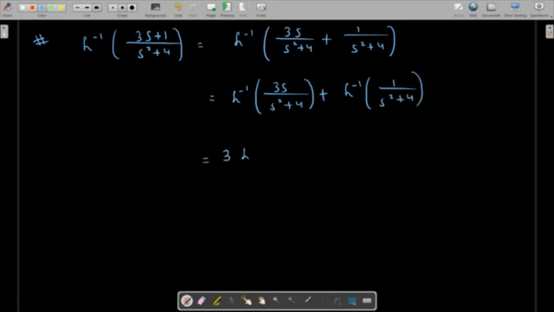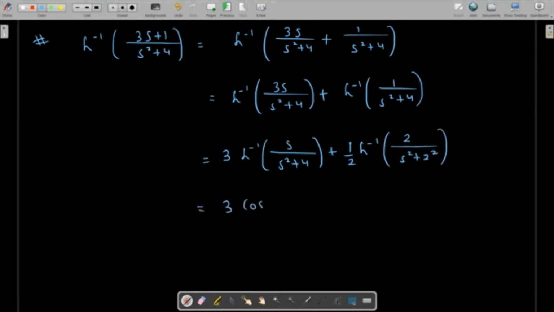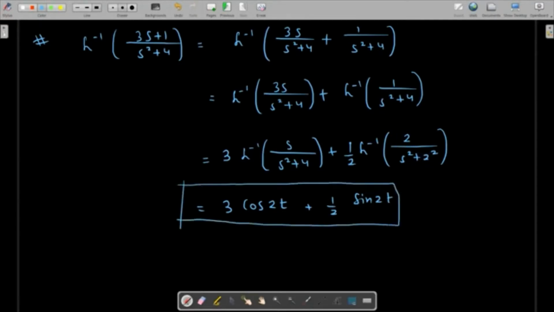Over here 3 is a constant, it comes out. We have the inverse Laplace of s over s square plus 4 plus the inverse Laplace of this, which again looks like the sine. The only difference is there is no 2 in the numerator, because there's a 2 square in the denominator. No problem, we divide by 2 and multiply by 2 to get 2 over here. Now this can be easily written: the inverse Laplace is cos of 2t. Why 2t? Because this 4 is nothing but 2 square. And over here we have sine 2t, because we have 2 in the numerator and 2 square in the denominator. So this is the inverse Laplace of this particular function.